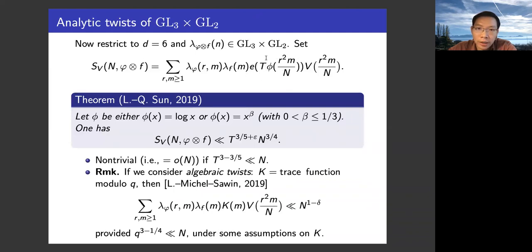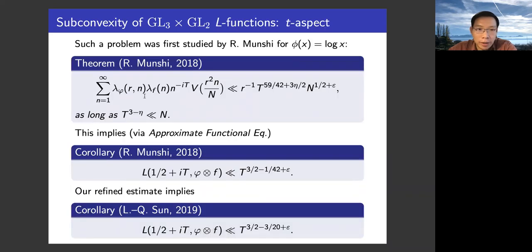So if we go back here, if we take phi to be the logarithmic function, then this exponential function reduces to m to the it. And by using this estimate together with the standard technique in number theory called approximate functional equation, Yongxiao deduced the following subconvexity result in the T aspect for the GL3 cross GL2 L-function. So here T to the 3/2 is the convexity bound, and then he can get a power saving.